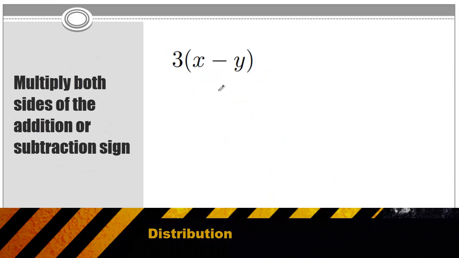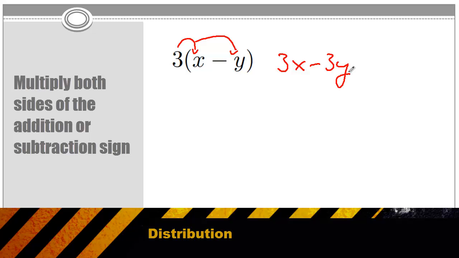When you're multiplying across parentheses, and inside that parentheses you have either an addition or subtraction sign, you have to remember to do what we call distribution, where you multiply the 3 in this case times both the x and the y. So in this case our final answer would be 3x minus 3y.